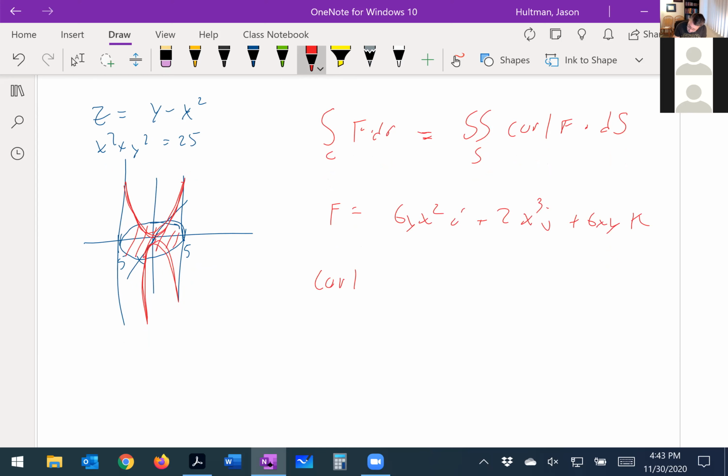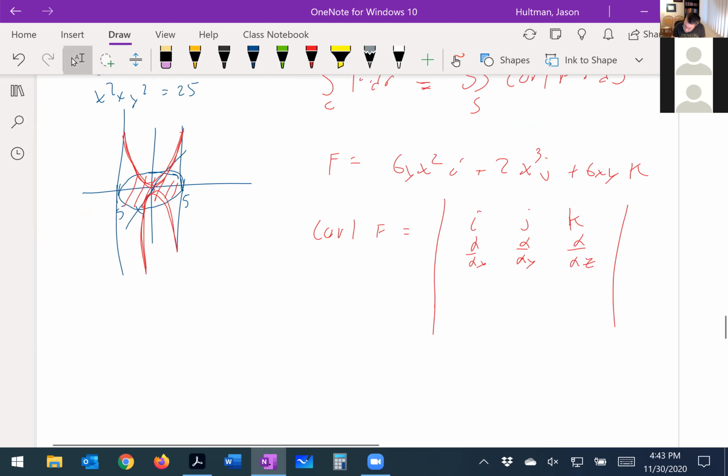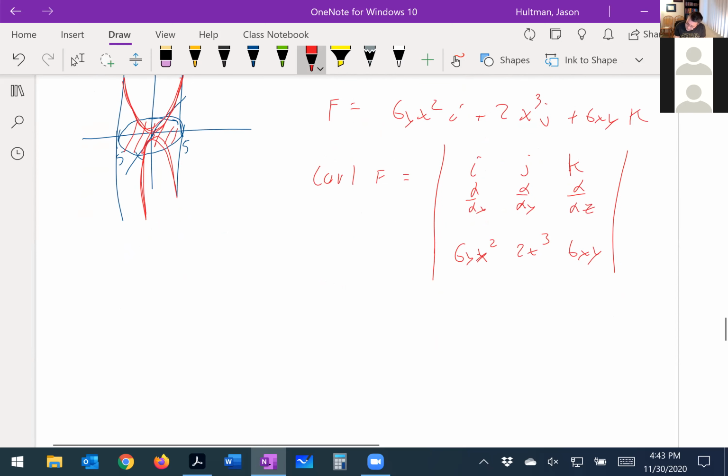Curl of F is equal to the determinant with i, j, k, d/dx, d/dy, d/dz. This is 6yx squared, this is 2x cubed, and this is 6xy. Okay, so I'm just going to do the partials in my head, if that's okay with you. I already did one where I had to write it all out.